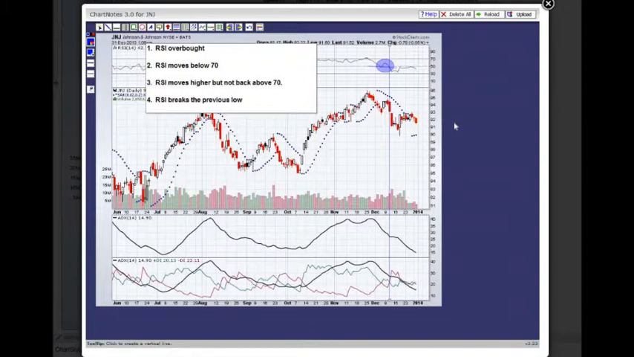The bullish failure swings are just the opposite. You have the RSI oversold. The RSI moves above 30. Then the RSI starts to fall, okay? Starts to fall, but doesn't go back below 30. And then the RSI kind of breaks that previous high. You have a real strong bullish failure swing. Perhaps the most accurate way to use the RSI in the market is with these failure swings. And one of the things that Wells Wilder was credited with developing here.